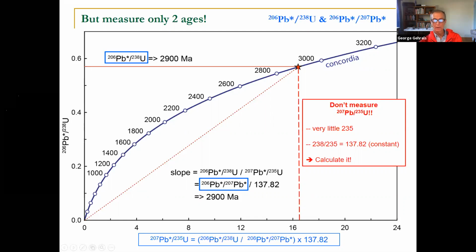If you wanted to calculate it, here's how it would work. 207, 235 is just 6.8 over 6.7 times 137.82. And that's what your 207, 235 ratio would be.